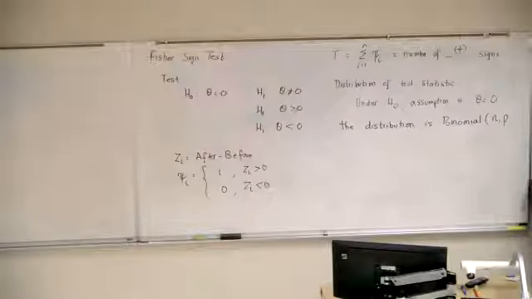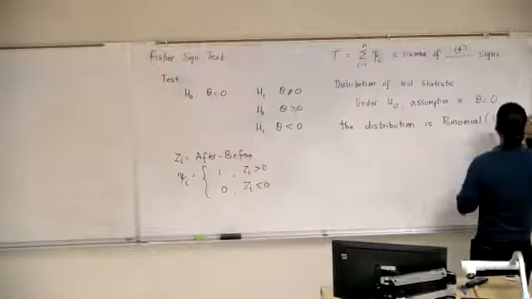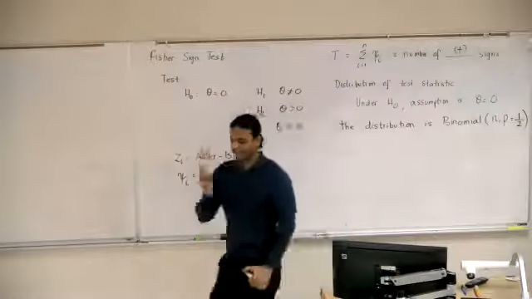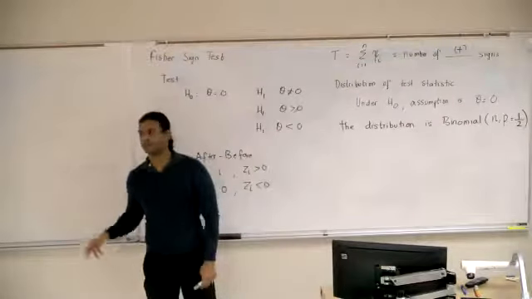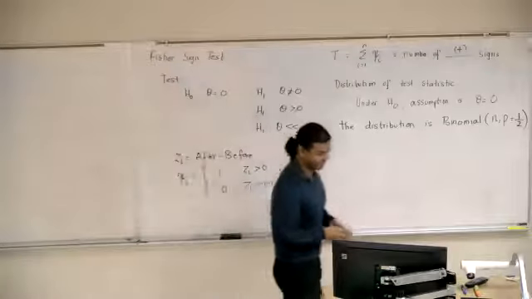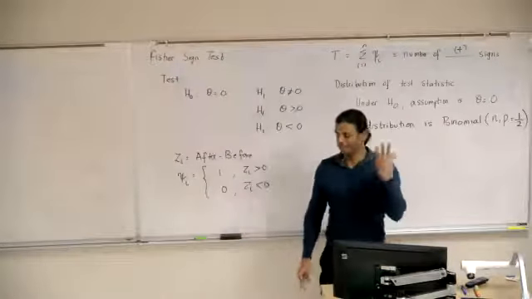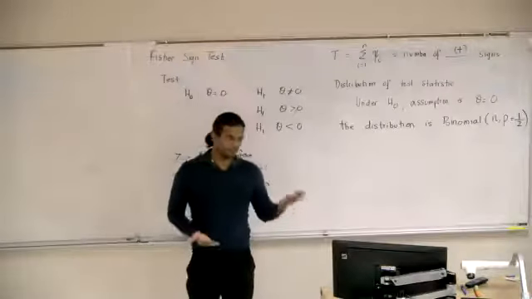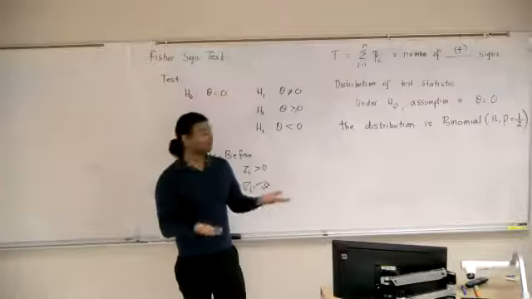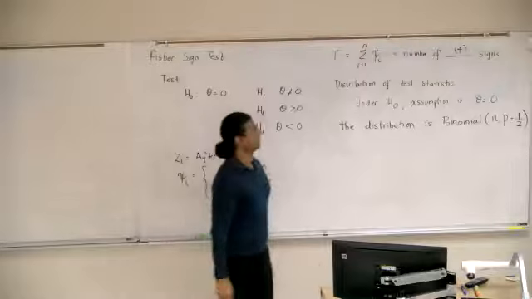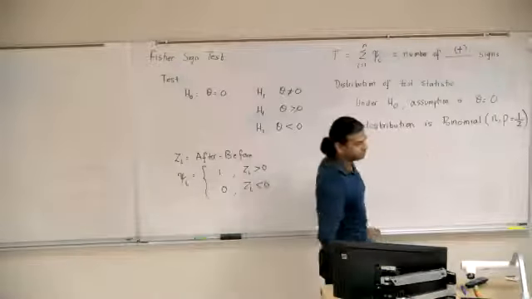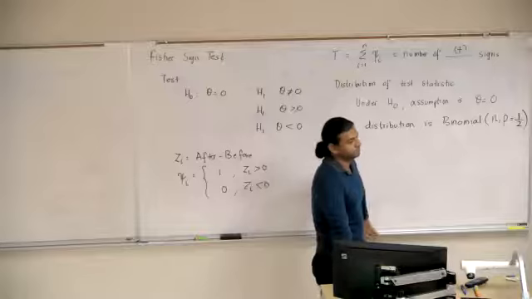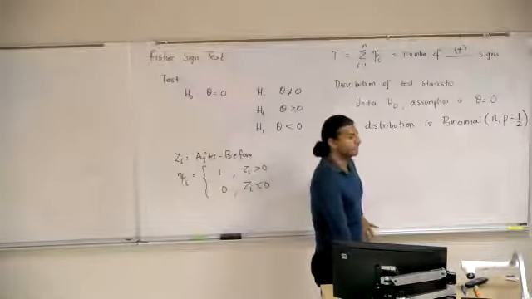Under the null, what should P be? 0.5. 0.5, very good. So the null distribution is simply binomial with n and p equals 1/2. The reasoning behind it is that there is no difference at all. The number of positive signs and the number of negative signs would be equal. In other words, 50-50 chance. Does that make sense? So you're only paying attention to the signs and not the magnitude associated with the sign? That is correct.